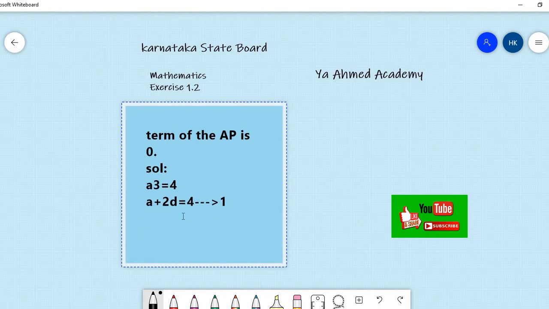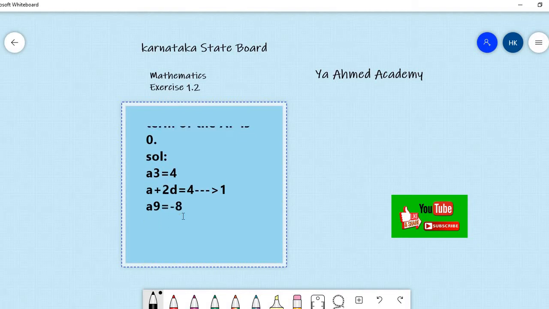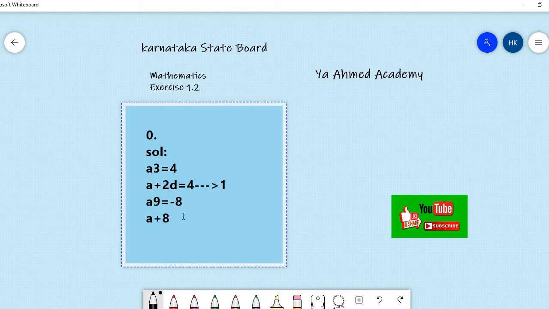In the same way, write down the other term's equation, which is the 9th term, which is minus 8. The general term of the 9th term is a plus 8d. The value is minus 8. This will become our equation 2.